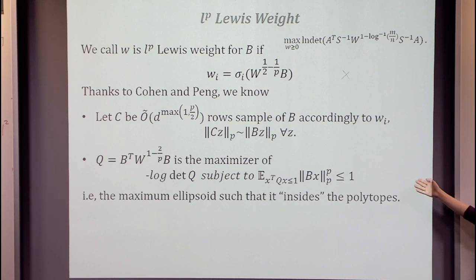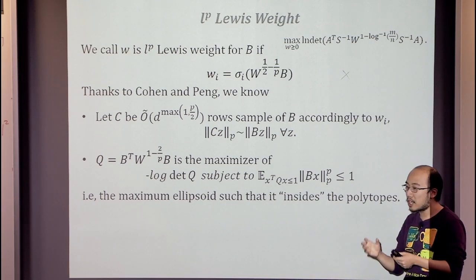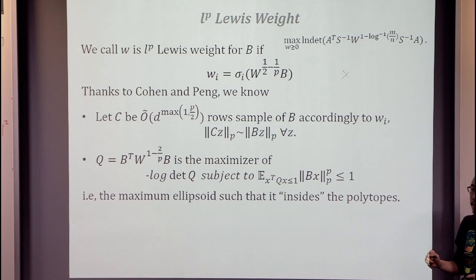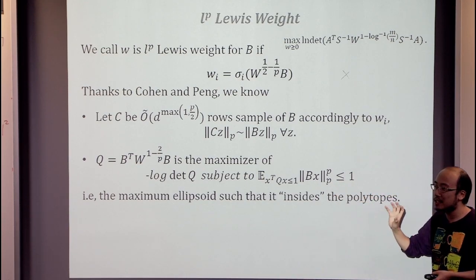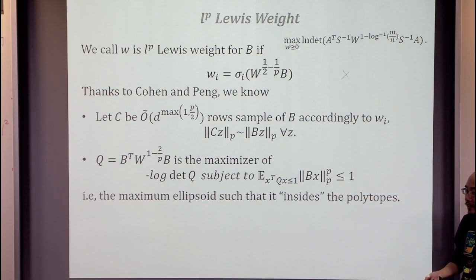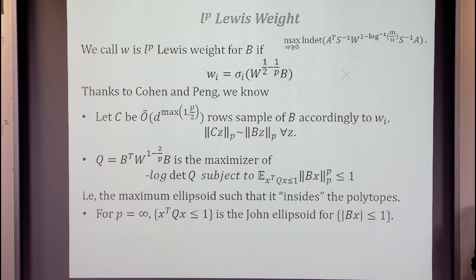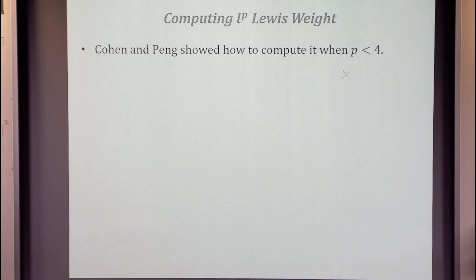Also, there is a geometrical meaning of the Lewis weights. You can think Lewis weights try to find the maximum volume ellipsoid that is almost inside your polytope. But the definition of almost is that it satisfies a certain p-th moment constraint. When p is infinity, then as we discussed, it corresponds exactly to the John ellipsoid. And in Richard Peng's talk, they show how to compute the Lewis weights for p less than 4. And our paper shows how to compute Lewis weights for p equal to infinity.